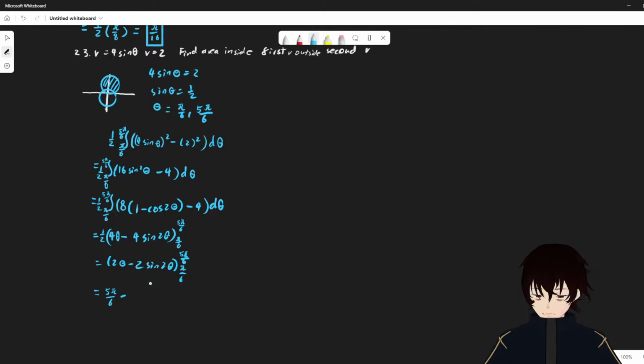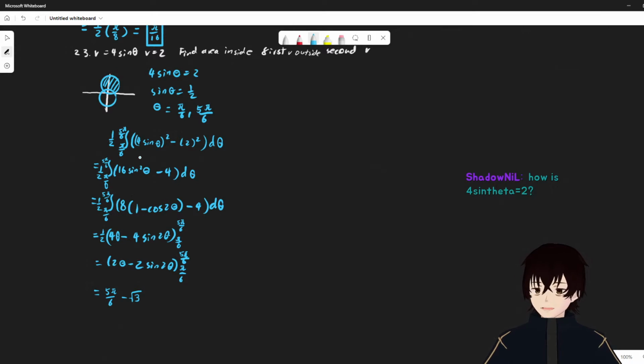Calculator time. Sine of 5 pi over 3 is negative root 3 over 3. No, root 3 over 2. So that's negative root 3.